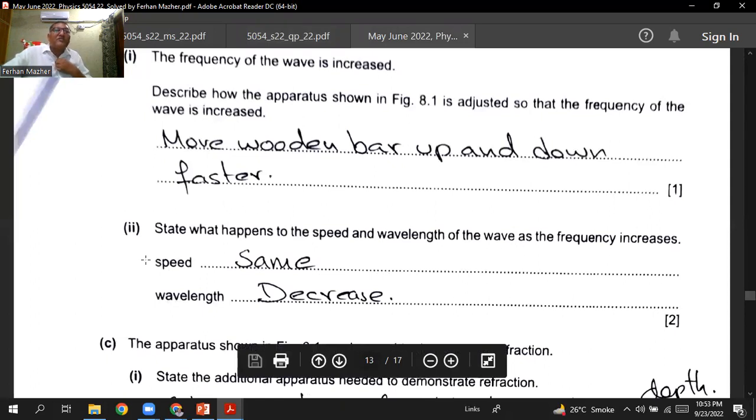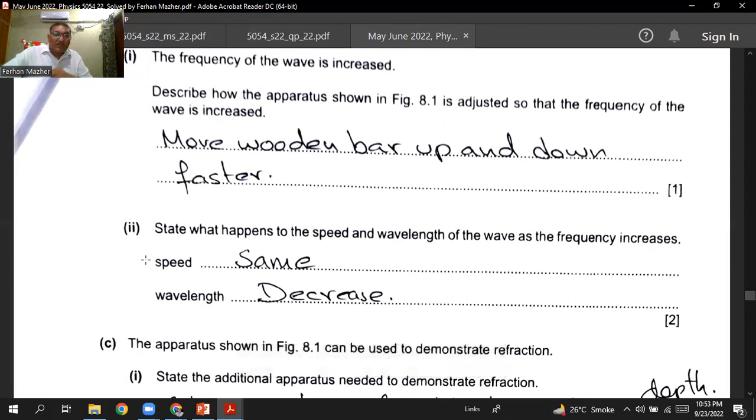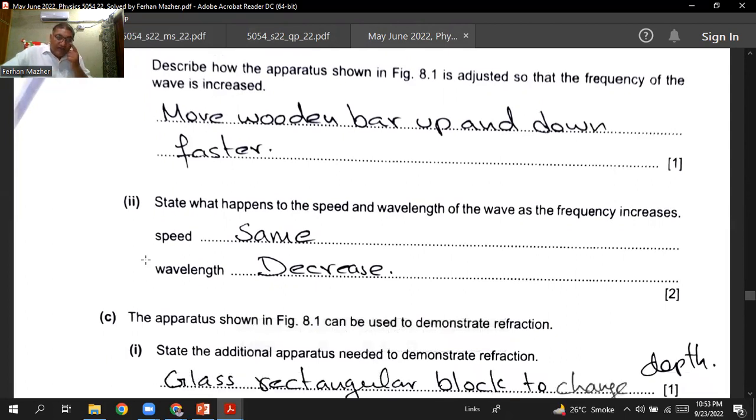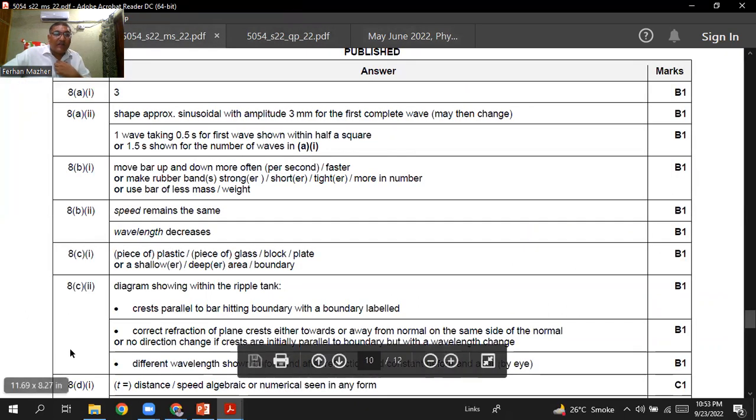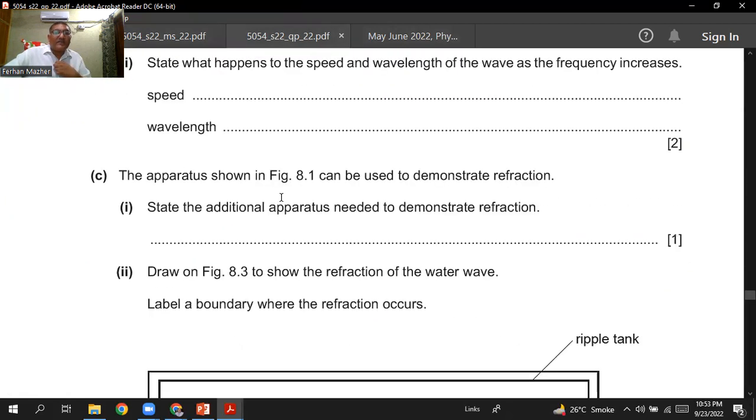The speed depends upon the depth of the water. Okay, so that was the second part. Now let me show you from the marking scheme also. So this is the answer. So our answers are right. And okay, we are going to the next question.